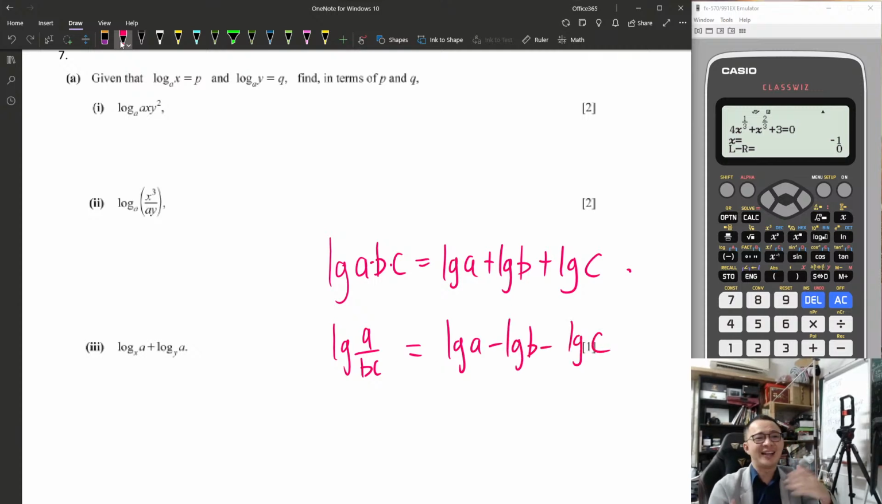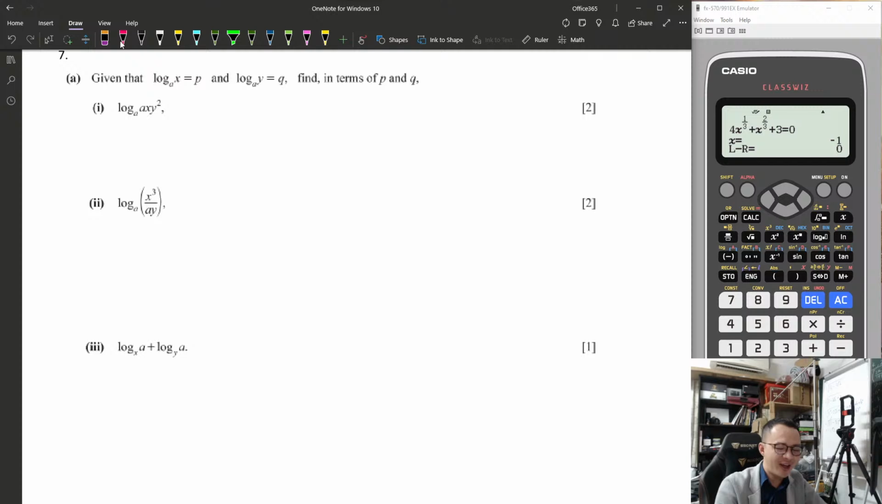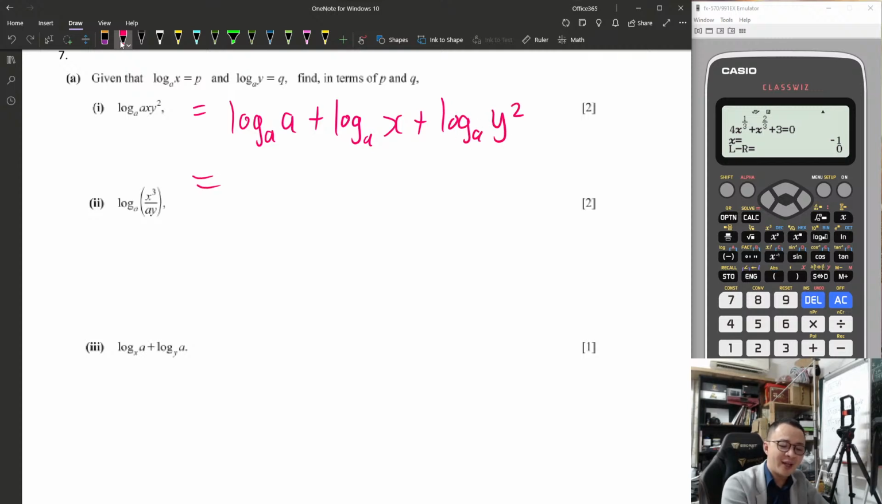Okay, do you see how I expand them? If I have multiply or divide, I want you to see the relationship. If the logs divide each other, we get minus, and if multiply we get plus. If you have a very strong idea or concept about this, it is bonus mark. This is log_a a plus log_a x, plus log_a y squared. Log_a a is 1. When the base and the number are the same, this is 1. So log_a x is p.